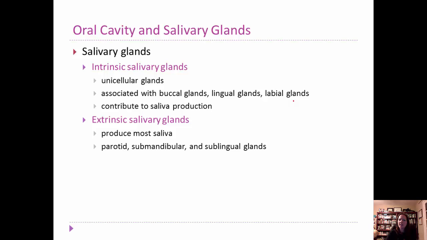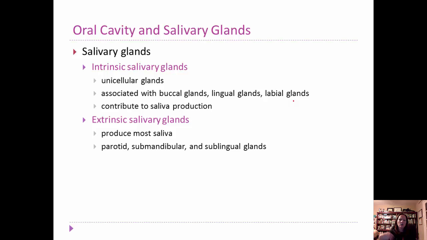All right, so let's introduce the salivary glands. You have a couple of different types of salivary glands. You have these intrinsic salivary glands, and these are going to be unicellular glands. If you remember glands way back in 2401, one type of unicellular gland we talked about was mucus glands. So these intrinsic salivary glands are going to be unicellular glands. They are associated with buccal glands, lingual glands, and labial glands.